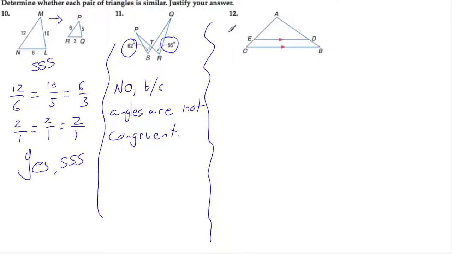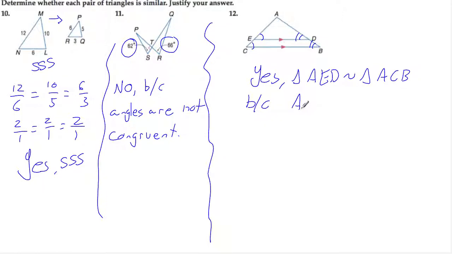And similarly with number 12, we have these parallel lines. So we can see that E is congruent to C, D is congruent to B because these are corresponding angles, and A obviously equals itself. So yes, triangle AED is similar to triangle ACB because of angle, angle. That's the theorem there, where the 2 angles are congruent.